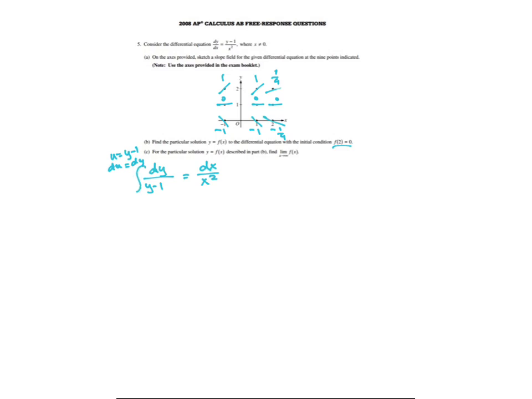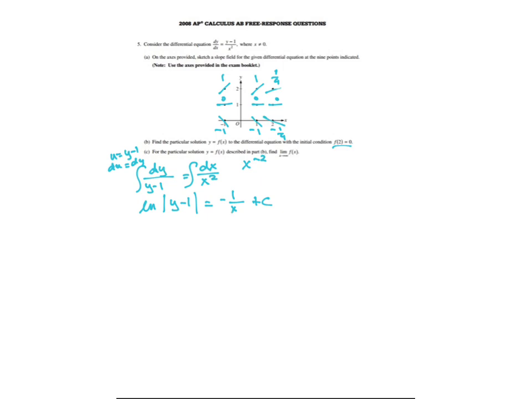So when we integrate both sides, we're going to get natural log of the absolute value of y minus 1 equal to, and consider that x squared as x to the negative 2 power. Add 1 back, that's going to be x to the negative 1 divided by negative 1. So negative 1 over x, plus c.